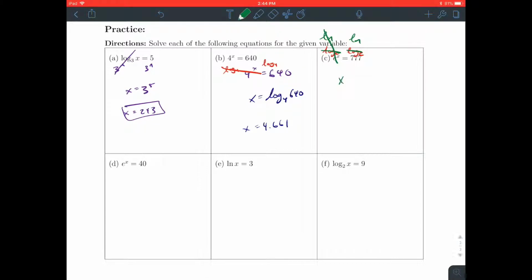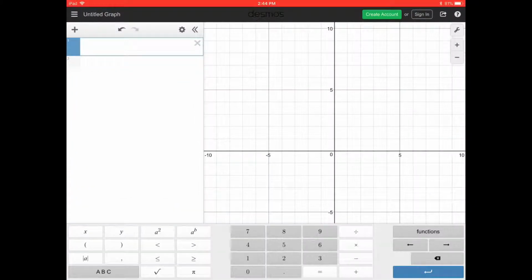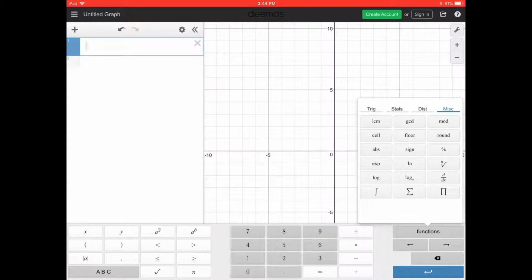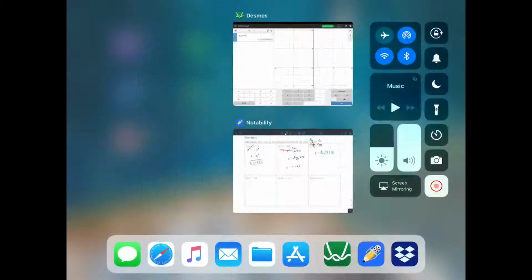ln and e cancel out, giving you x equals ln of 777. To put this on your calculator, I'll show you how to do it in Desmos. Clear the old calculation, go into Functions, Miscellaneous, ln 777. So there's no fancy dividing by log of the base property here. It's just a single function, really nice. So 6.655.